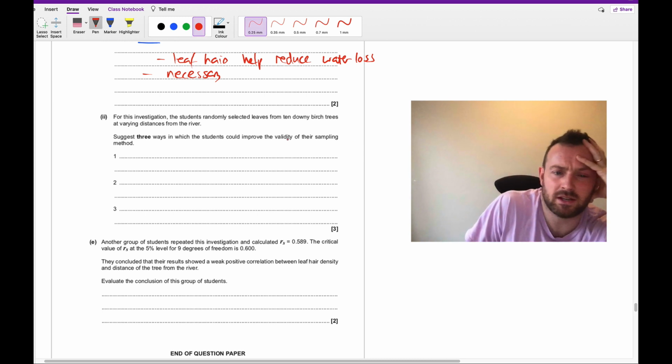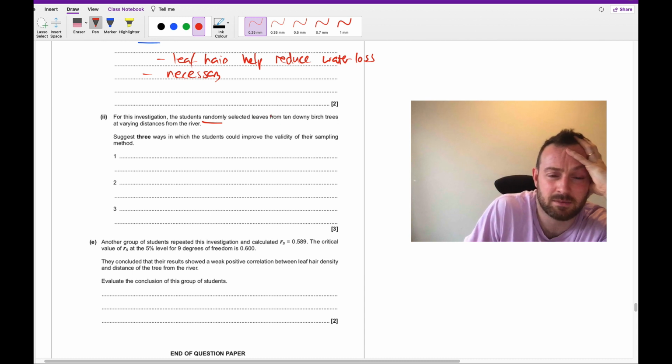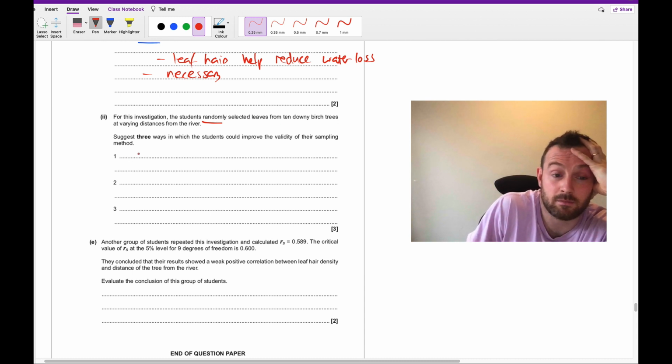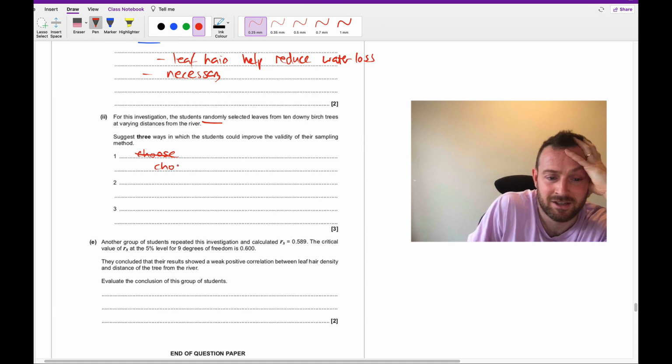In this investigation, they randomly selected leaves from 10 birch trees at varying distances from the river. Okay, well this is a bit weird. Randomly selected, that's a bit strange. So maybe choose, I can never spell choose. Choose, that's not right, is it? Choose trees at regular intervals, I would say is a good idea.